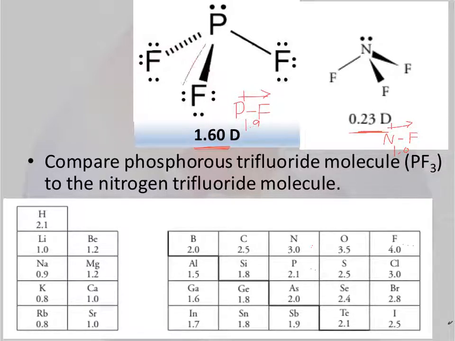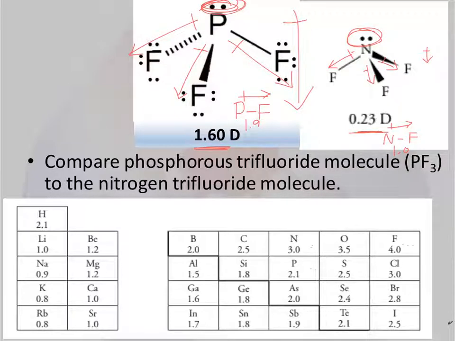So what ends up happening over here, why this one has such a large dipole moment, is because this electronegativity difference is so great that it basically pulls all the electrons away from phosphorus towards the fluorines, and basically it overwhelms that lone pair up there. So you end up with basically a huge dipole going this way. Over here, your bonds are still polar, but they're less polar. So instead of overwhelming the lone pair, they just simply cancel it out, and you end up with a very, very small overall dipole.